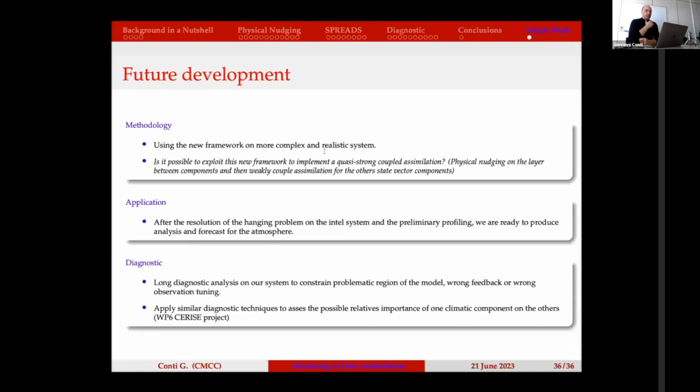Well, using the new framework for the methodology, so the physical nudging, we can use this new scheme on more complicated and realistic systems. And we can also consider approaching a sort of strong coupling assimilation, because it can be easily introduced, and we can explore, for example, the correction to the SST given by the lower part of the atmosphere, or vice versa.